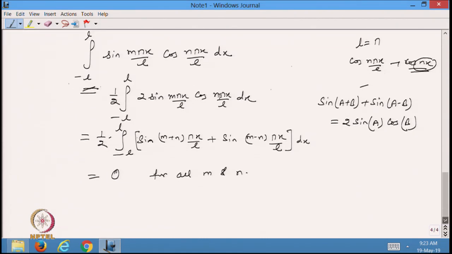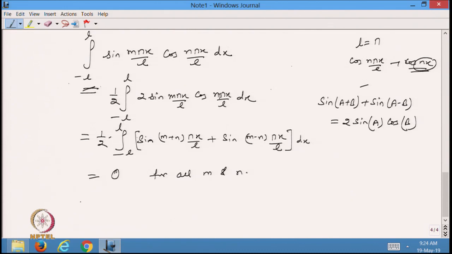So, from here I can say that the sine function and the cos function with this argument, with the weight function 1, taking the integral from minus L to L, follow the orthogonal property. So, from here I can say that the sine function and the cos function are orthogonal to each other.